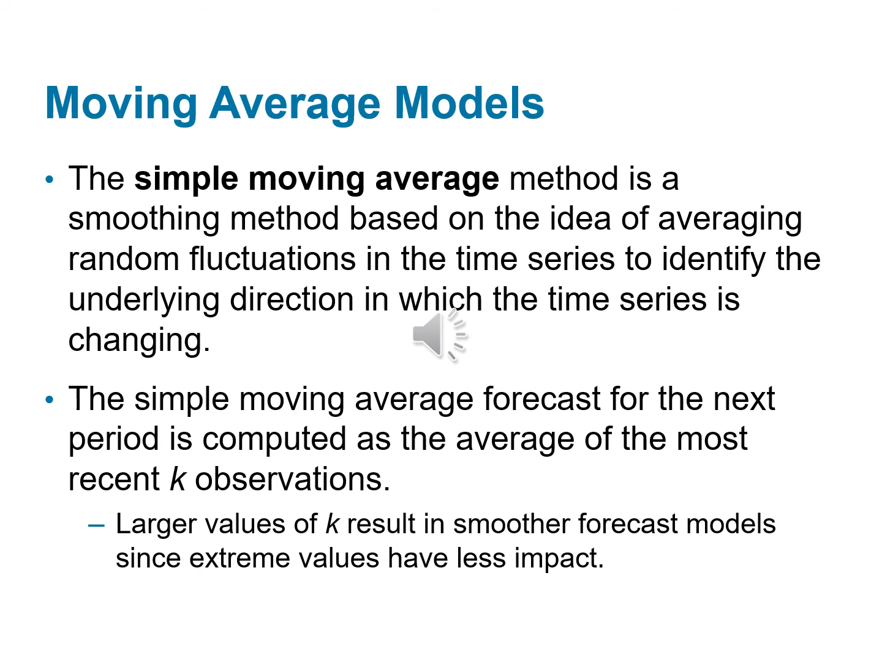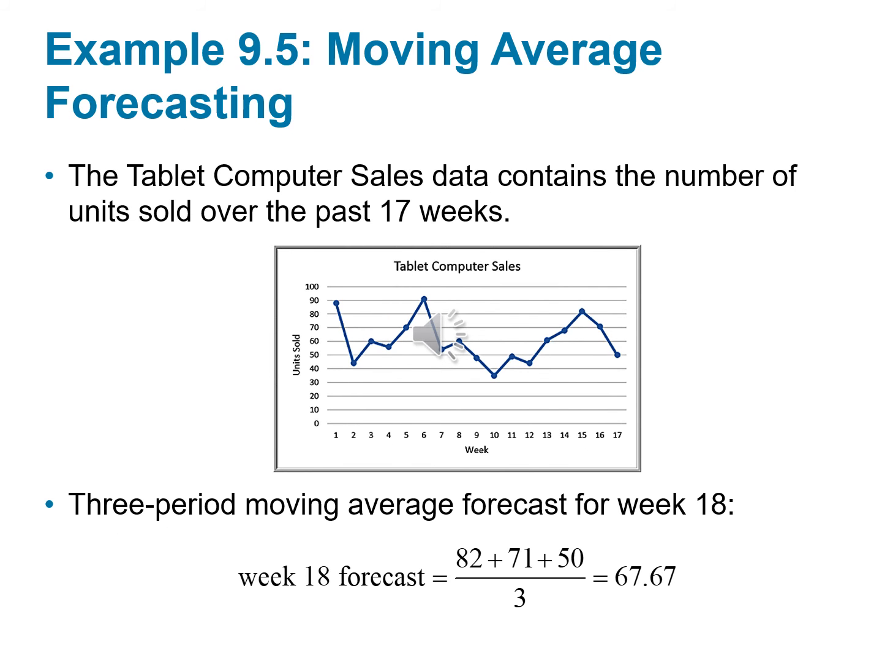The simple moving average forecast for the next period is computed as the average of the most recent K observations. Larger values of K result in smoother forecast models since extreme values have less impact. Example 9.5, Moving Average Forecasting. The tablet computer sales data contains the number of units sold over the past 17 weeks. 3-period moving average forecast for week 18.